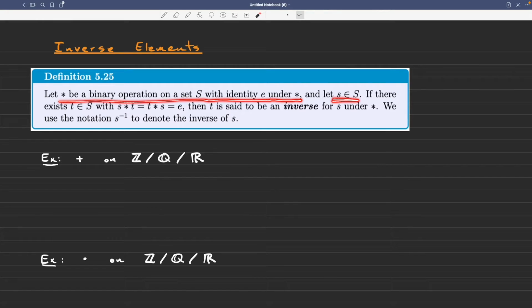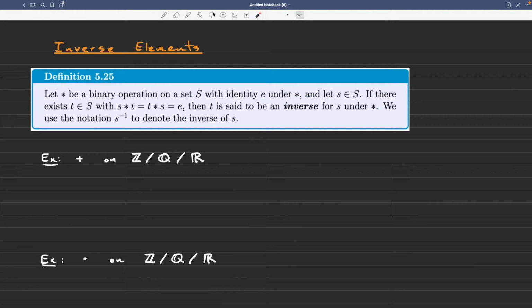Then take an arbitrary element, little s in big S, and we want to think about an inverse of little s. If there exists some other element, possibly the same as s, some element little t in S that has the property that when you star t and s together, in either order, you get back the identity, then we say t is the inverse of s under that operation star. When we know that an element is an inverse of s, we generically use the s to the -1 notation to indicate the inverse of s with respect to star.